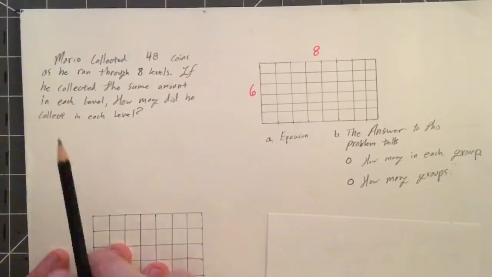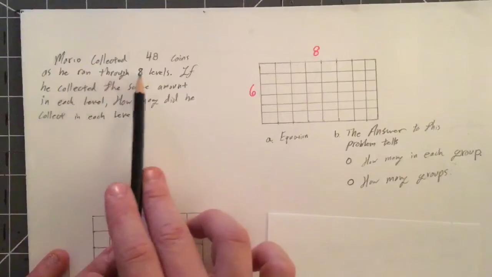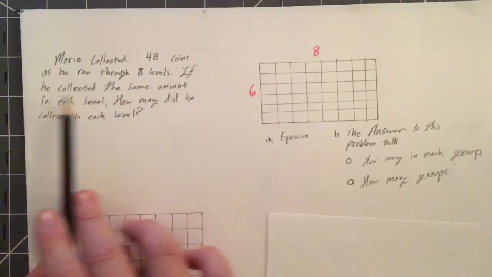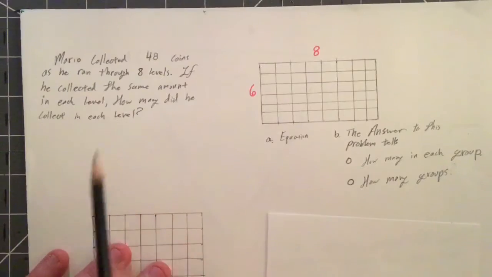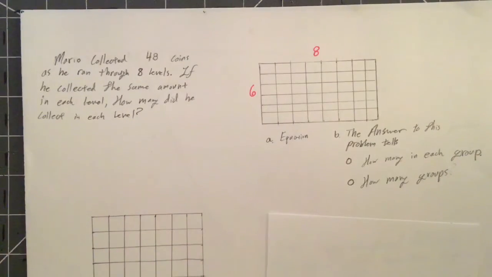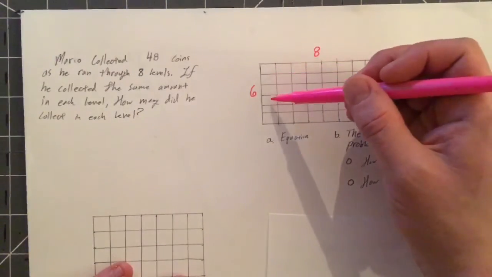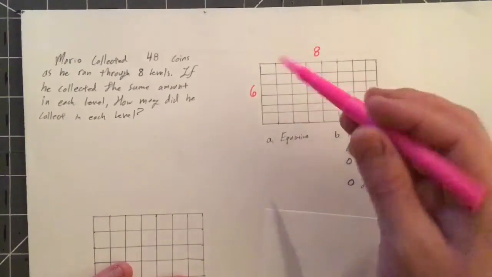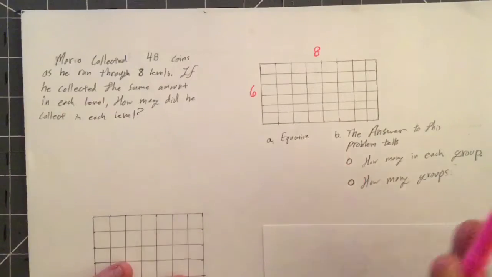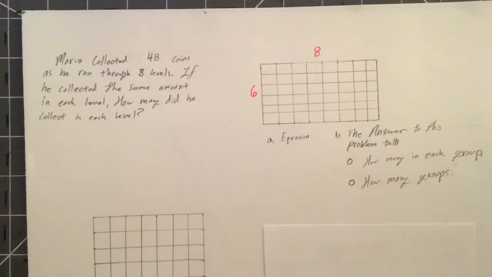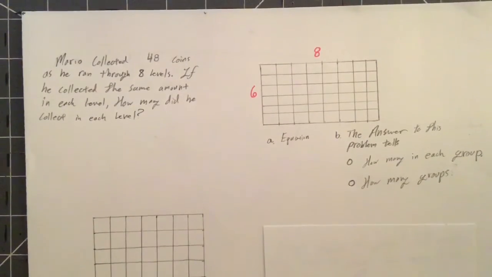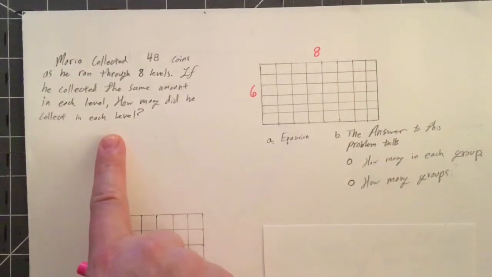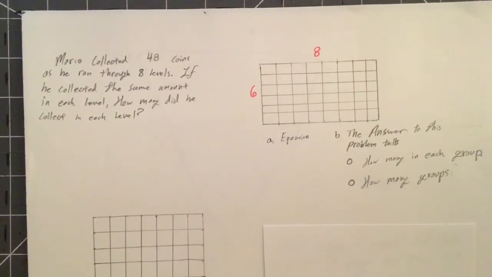Mario collected 48 coins as he ran through 8 levels. If he collected the same amount in each level, how many did he collect in each level? So, Mario collected the same amount of coins in each level. How many coins did he collect? So on this side, we have it written out as 1, 2, 3, 4, 5, 6. We have 6 on this side, and 1, 2, 3, 4, 5, 6, 7, 8. 8 on that side. So we need an equation. Now, it is an array. So one of our equations would typically be 6 times 8 equals 48, but unfortunately in this particular situation, the question is a division equation. So we're looking for a division equation on this one.